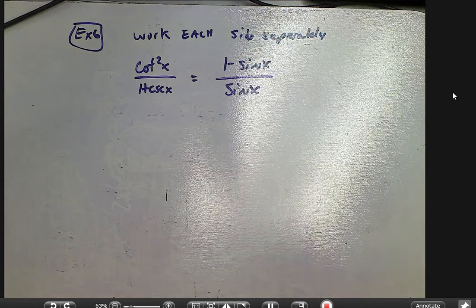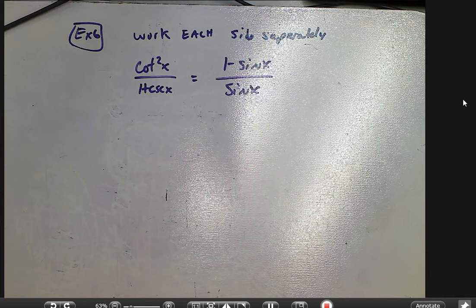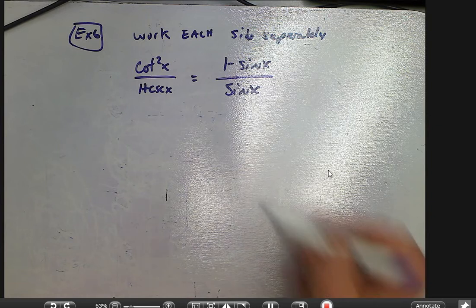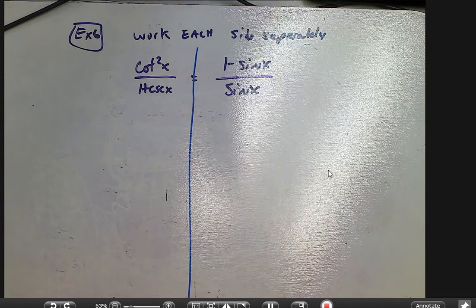In example 6, this one says to work on each side separately. Without those directions, what would tell me to work on each side separately? Well, the first thing I notice is the idea that there is a fraction on both sides. So let's go ahead and work on these two sides independently of each other.